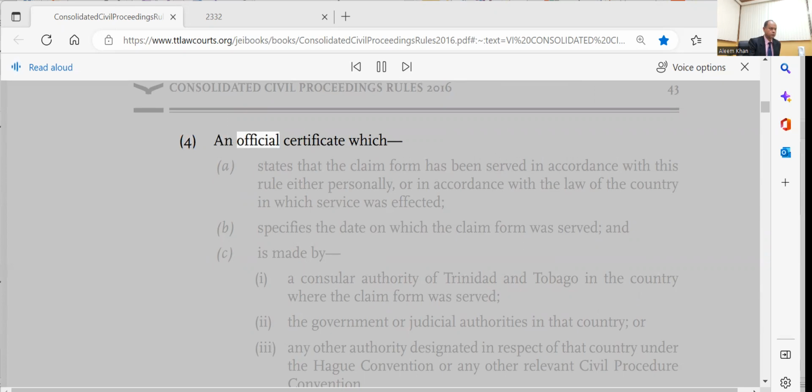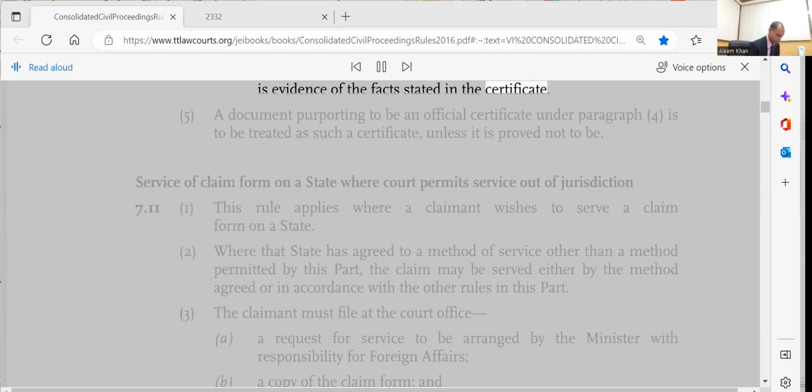4. An official certificate which a. states that the claim form has been served in accordance with this rule either personally, or in accordance with the law of the country in which service was effected, b. specifies the date on which the claim form was served, and c. is made by 1. a consular authority of Trinidad and Tobago in the country where the claim form was served, 2. the government or judicial authorities in that country, or 3. any other authority designated in respect of that country under the Hague Convention or any other relevant civil procedure convention, is evidence of the facts stated in the certificate.